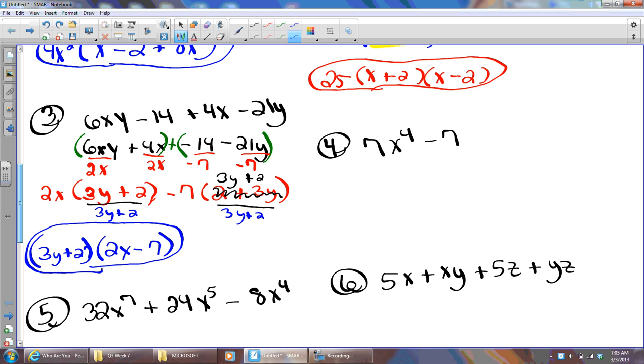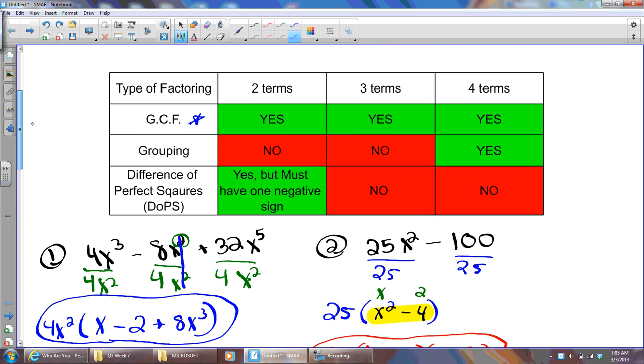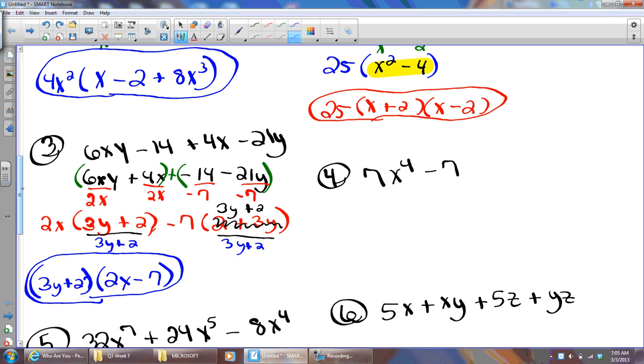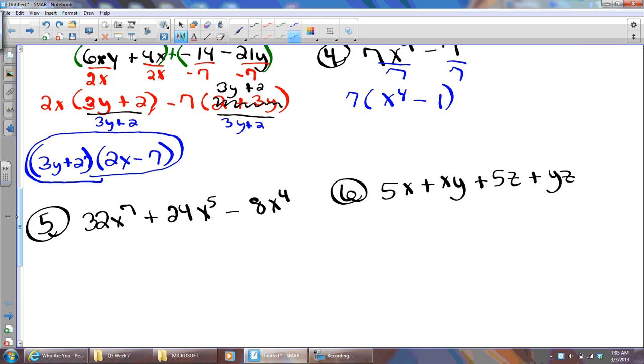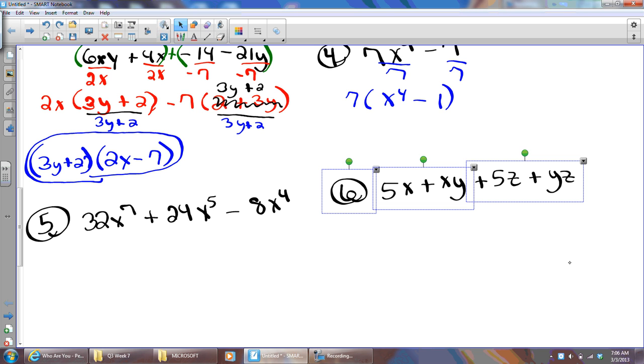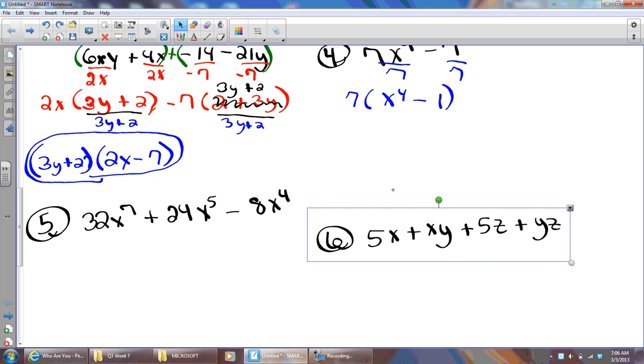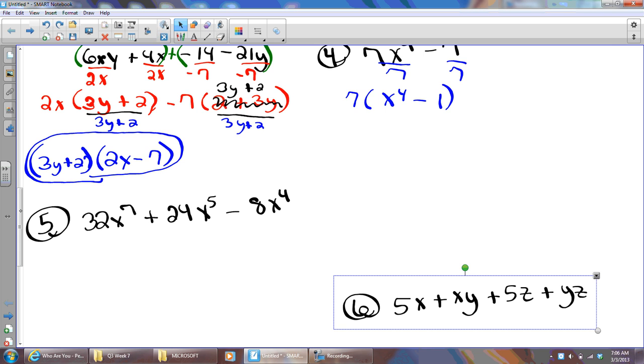Okay. Number 4, there's 2 terms. Let's consult the chart. I could GCF or difference of squares. Well, GCF first. Looks like 7 is the GCF. So I'm going to pull a 7 out. Have an x to the 4th minus 1. Now hold on one second. I'm going to run out of room here, so I better move this problem down. Control G. Just give myself some room to work.